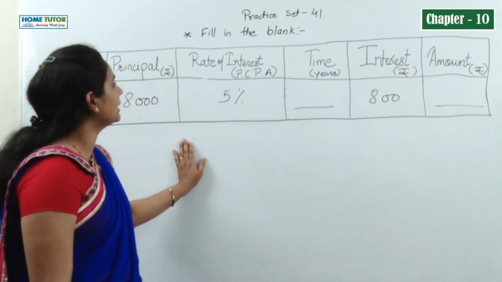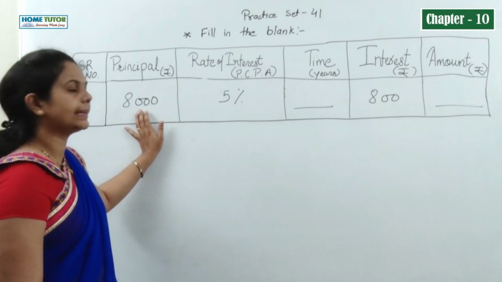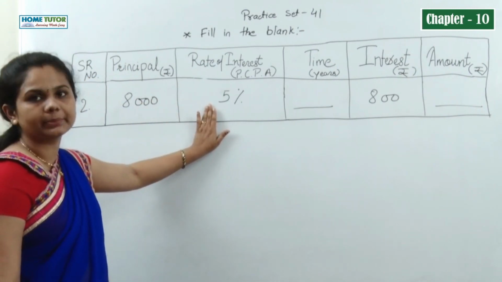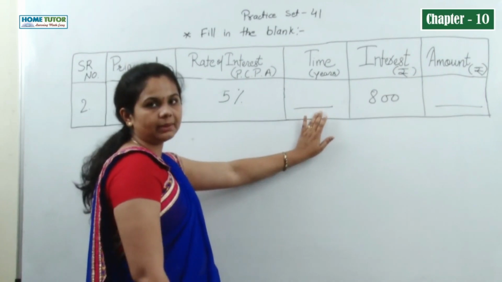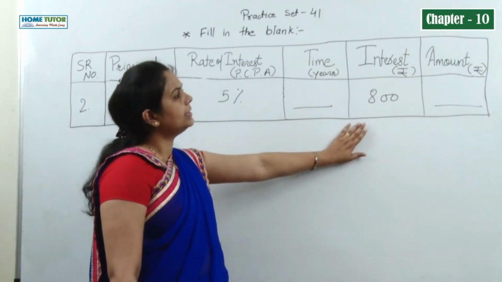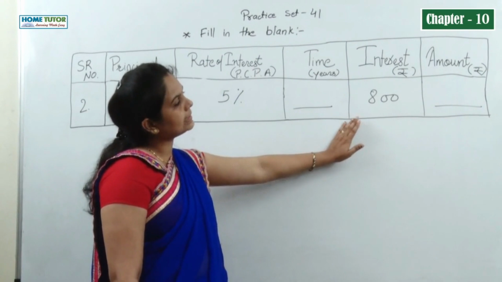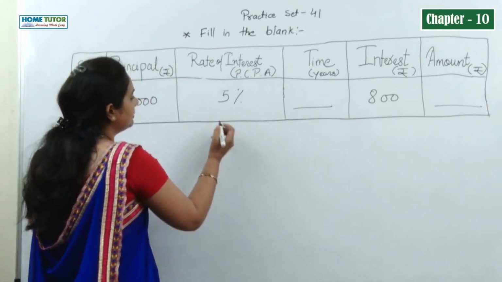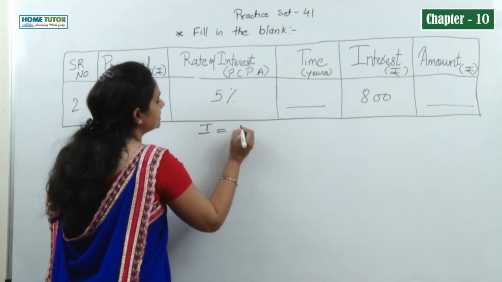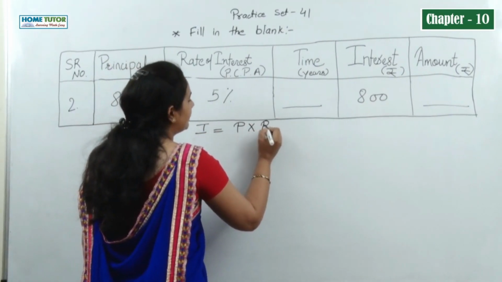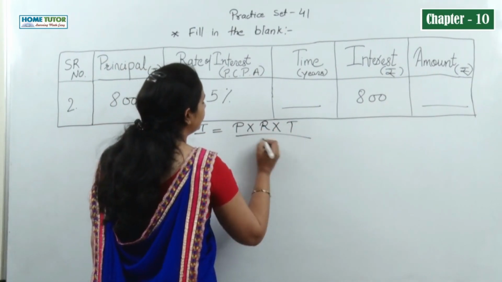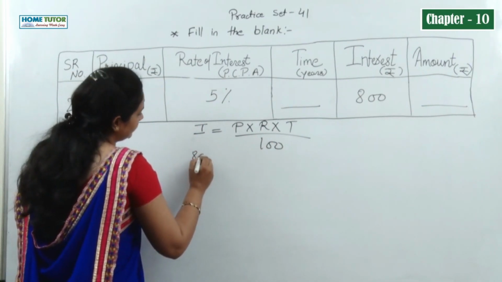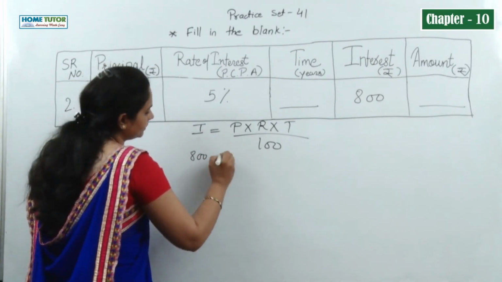Now in next question, principal is 8000 rupees. Our rate of interest is 5% per annum. We have to find the time in years. Interest given is 800 rupees and we have to find the total amount. We will use the formula of interest. Interest is equals to P multiply by R multiply by T divided by 100. Interest given is 800 rupees.